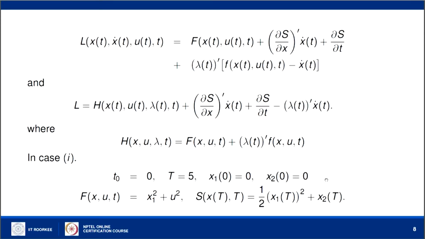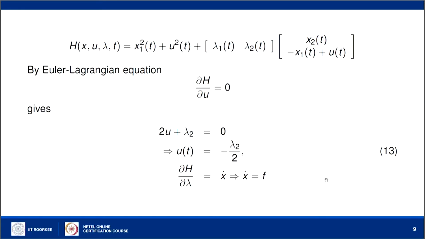Now we have to find the Euler-Lagrange equation, the necessary condition, in the following way. So H is given by this expression, capital F plus lambda dashed into small f function is this, and the Euler-Lagrange equation is del H by del u equal to 0. So if you substitute directly, del H by del u, it is 2u plus lambda 2 equal to 0. So the control u is given in terms of the Lagrange multiplier lambda 2.